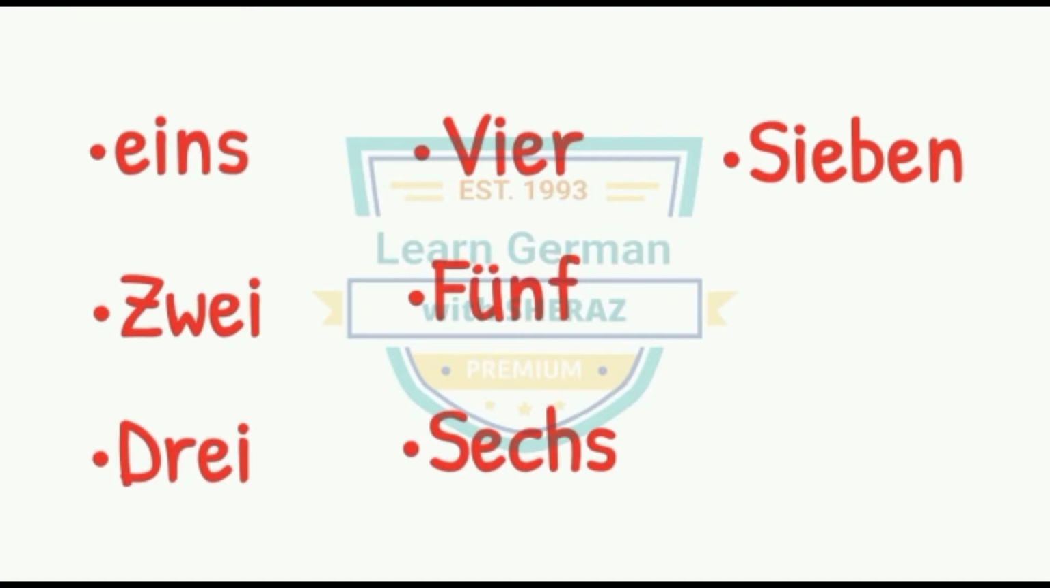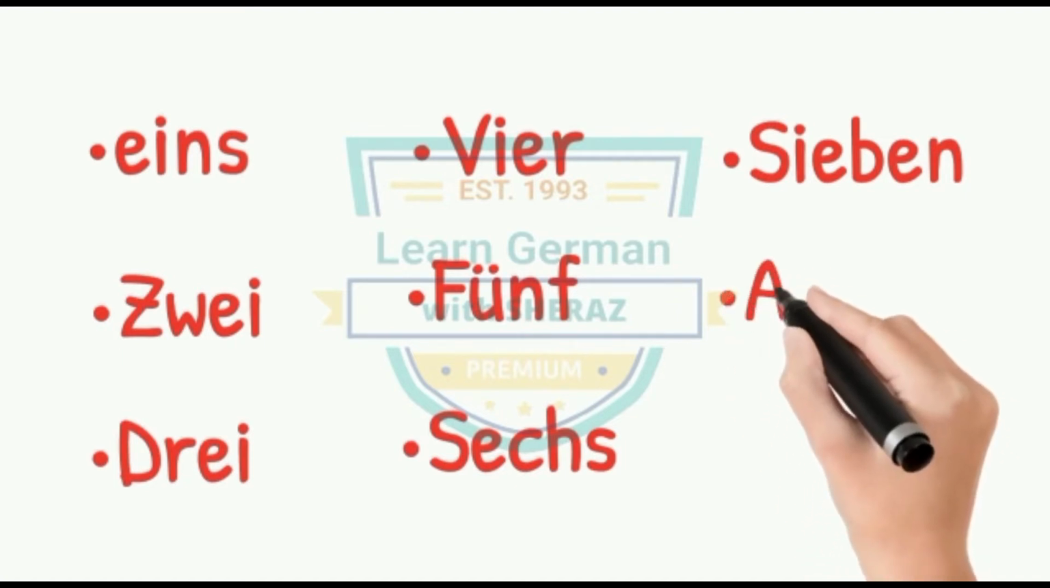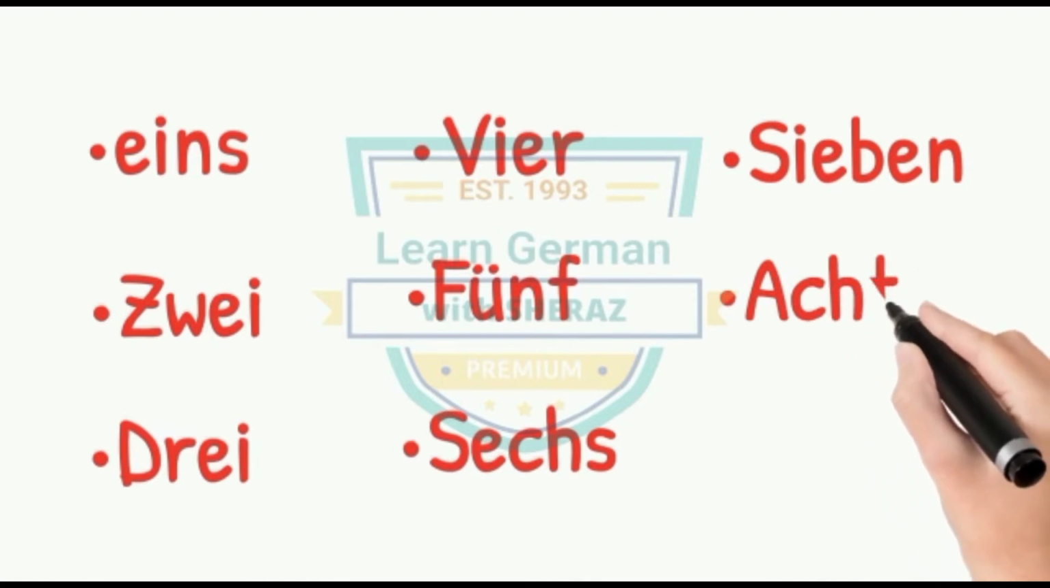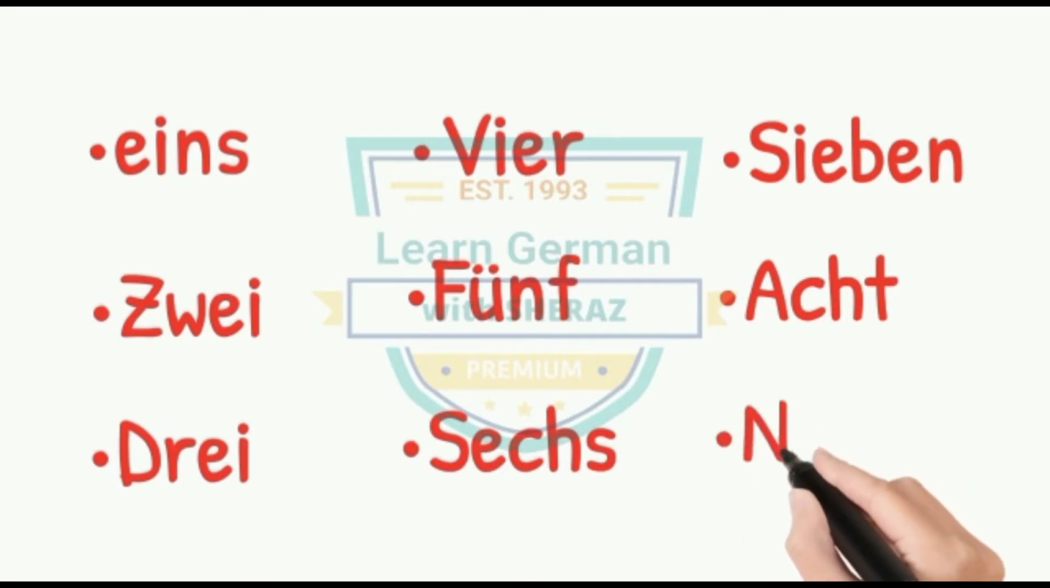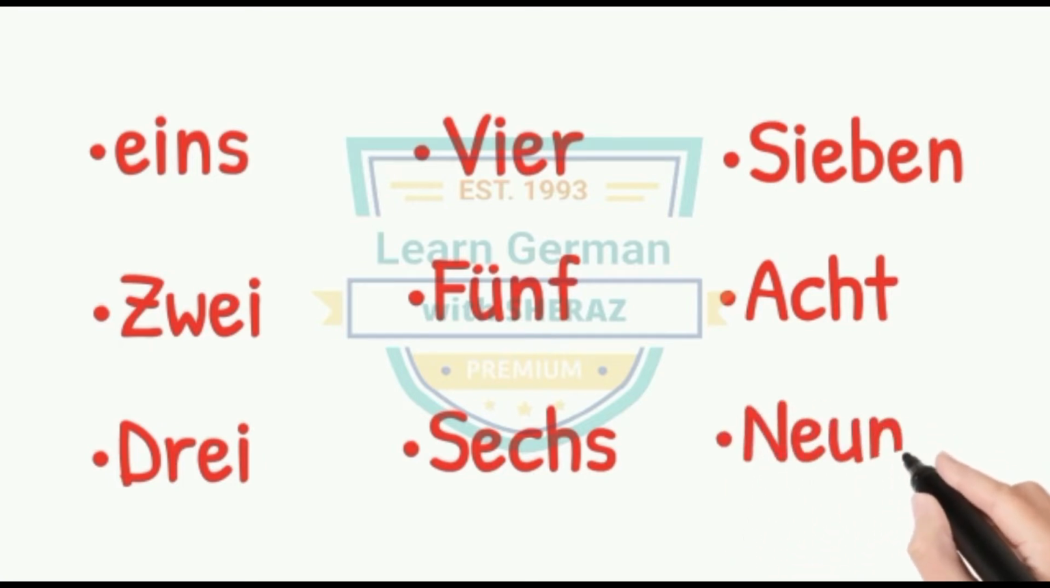Next one is sieben. It means the number 7 in English. Next one is acht, means the number 8 in English. And the next number is neun. It's a bit similar to English 9. Actually it is 9 in English, but in German it is neun.